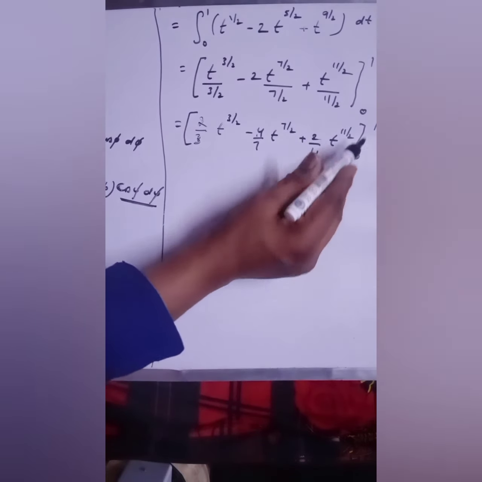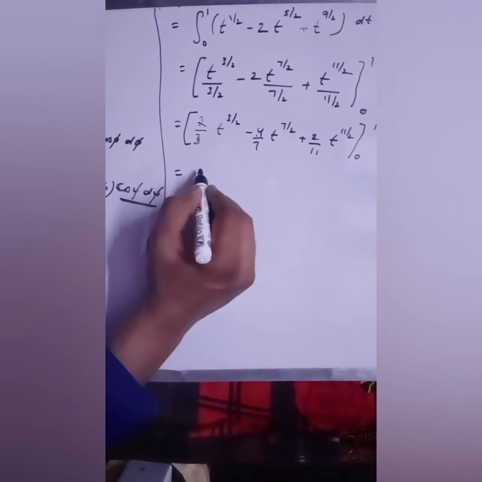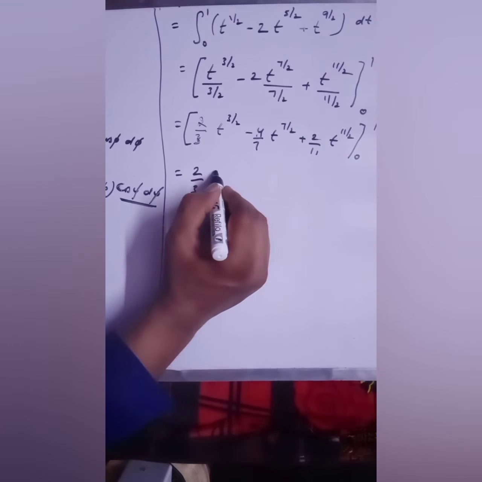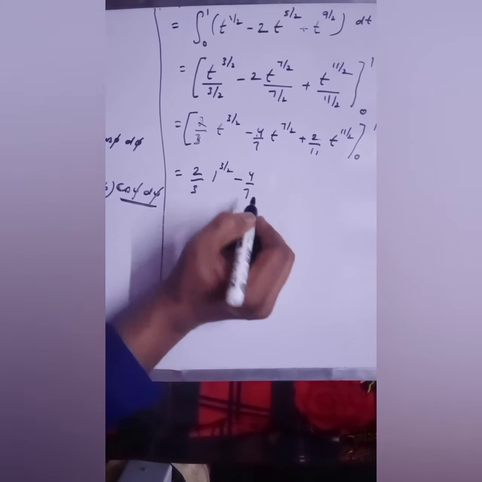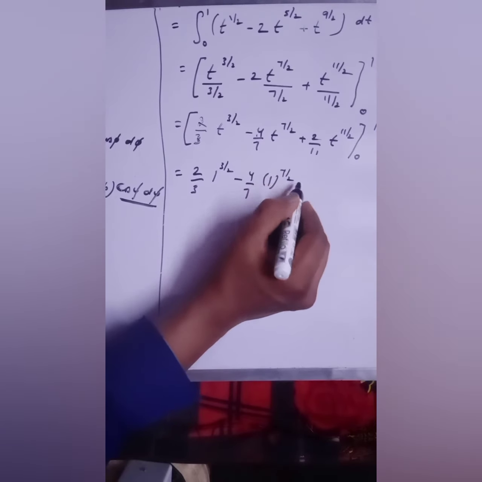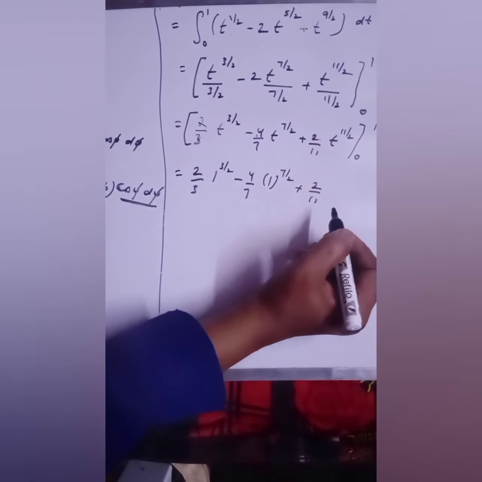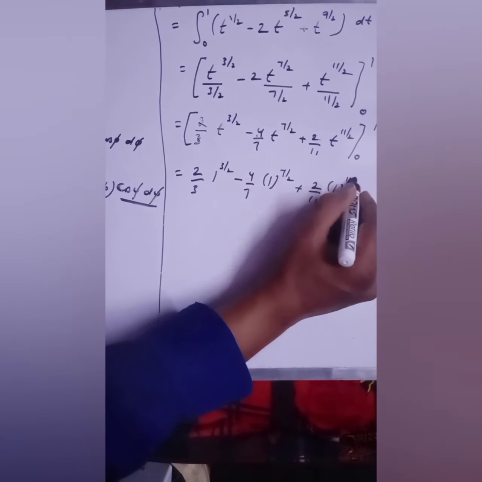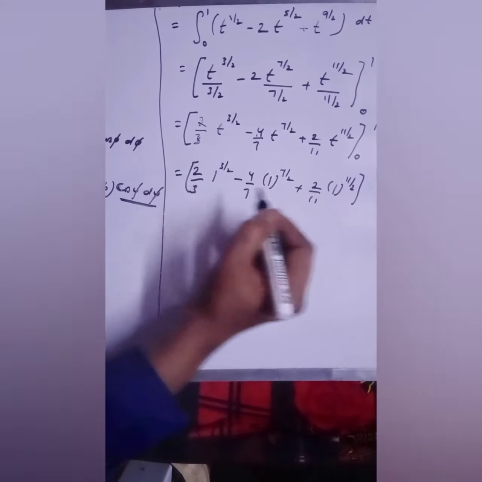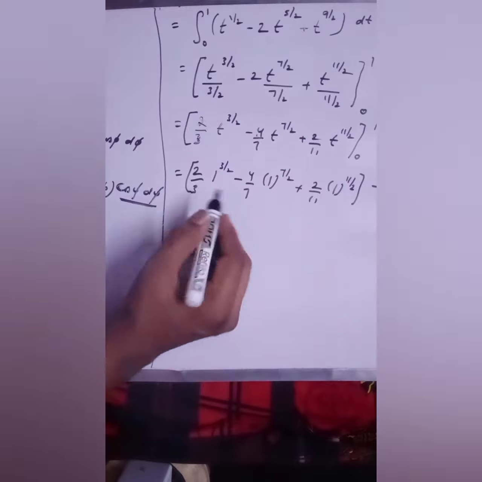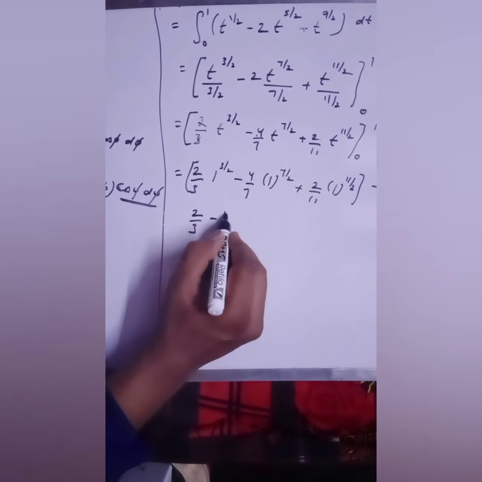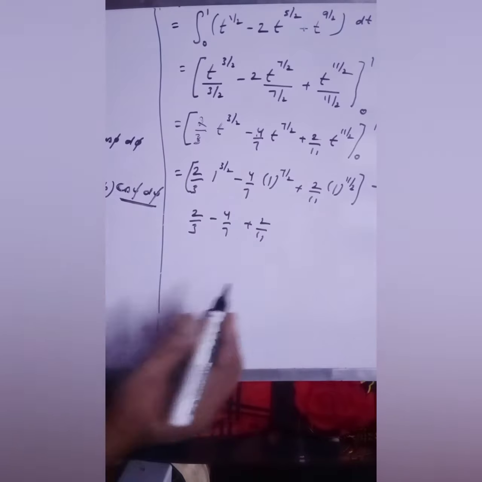Okay, now we just have to put this value. So when you will put 1 here, you will get 2 by 3. This is 1 only, 1 raised to power 3 by 2 minus 4 by 7, it would be 1 raised to power 7 by 2 plus 2 by 11, and this is also 1 raised to power 11 by 2 minus, you have to put 0, so you will get whole 0. Okay, so just simplify it. This is 2 by 3 minus 4 by 7 plus 2 by 11.